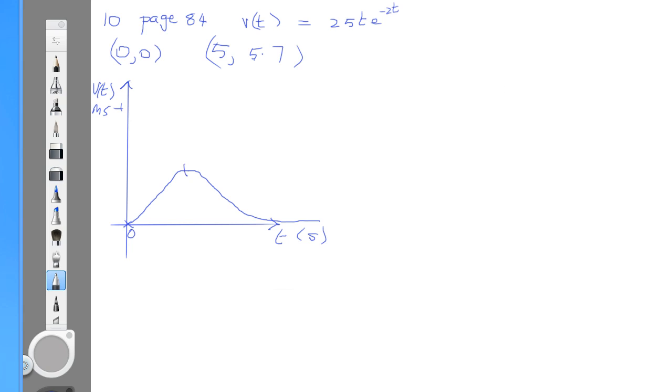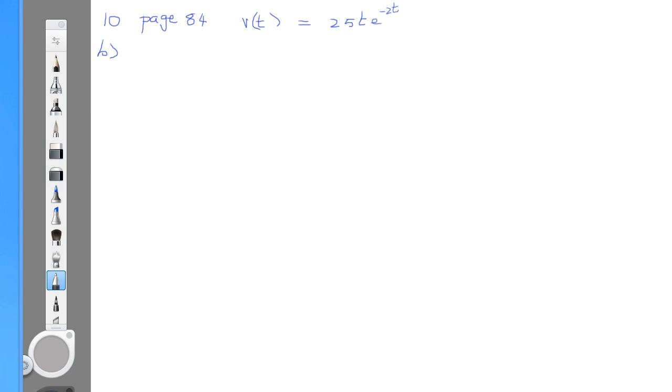So, a half, 4.6. So we need to have a bit of a scale on our diagram. So part B asks us to find the acceleration and actually gives us the answer. So we've got to do the differentiation of the velocity function to get the acceleration function. And we've got to show that we know how and that we know where we're going.